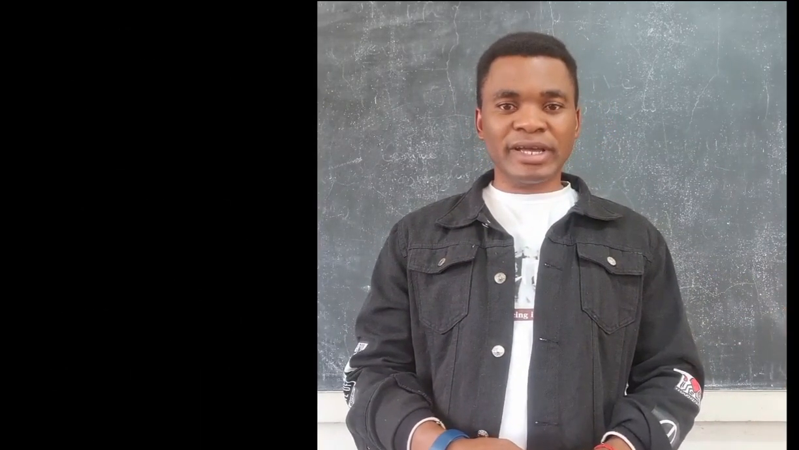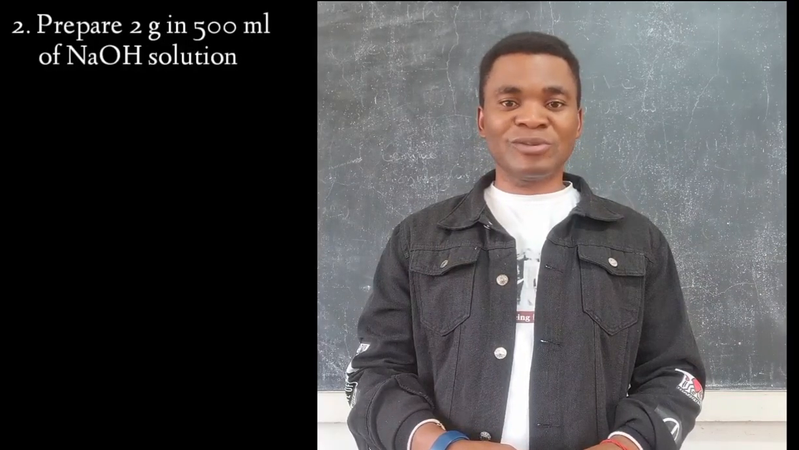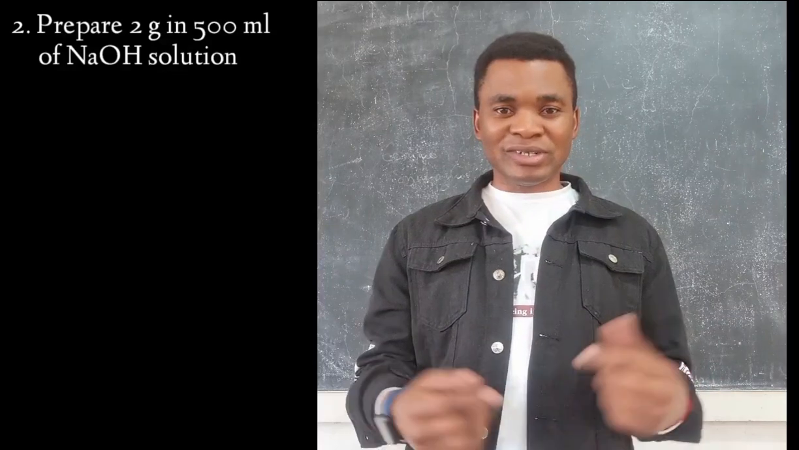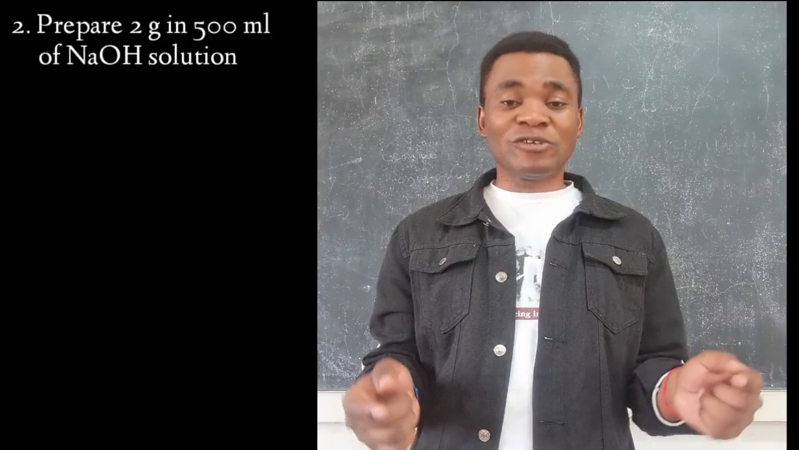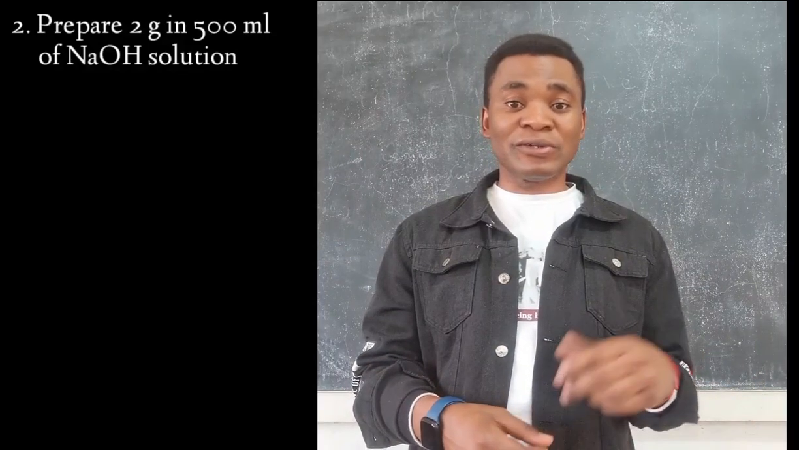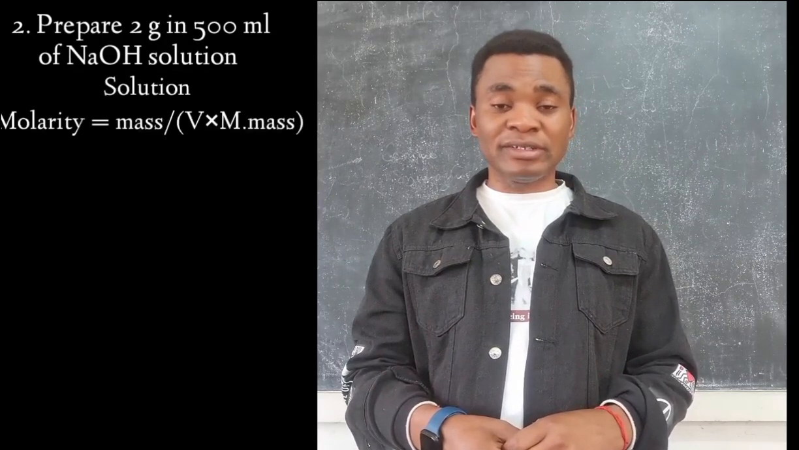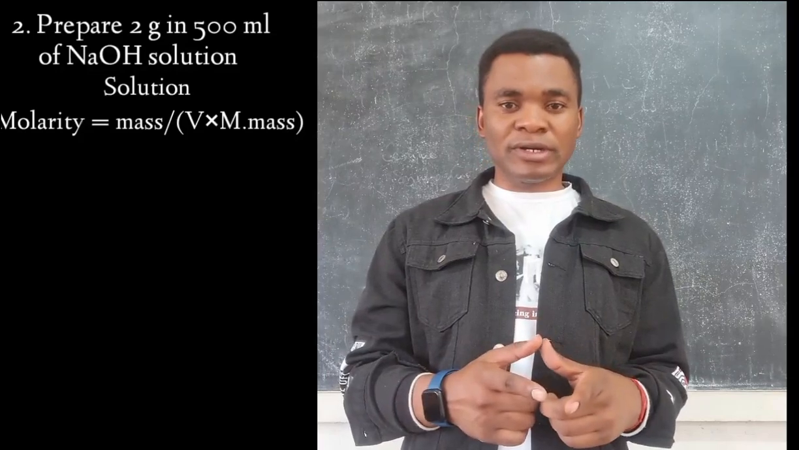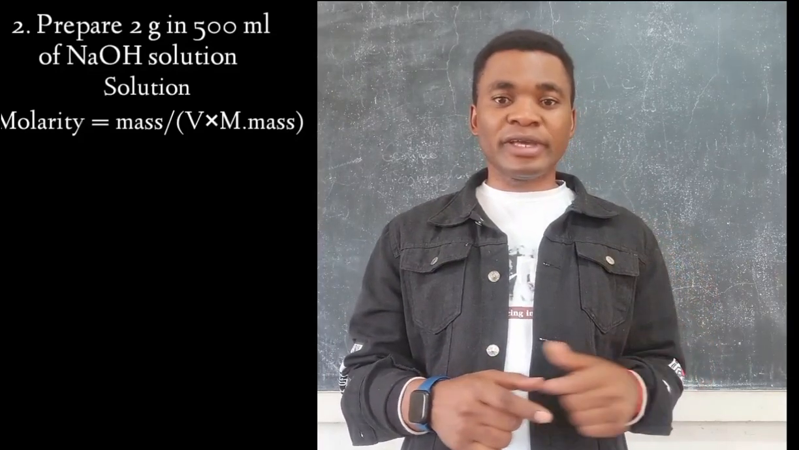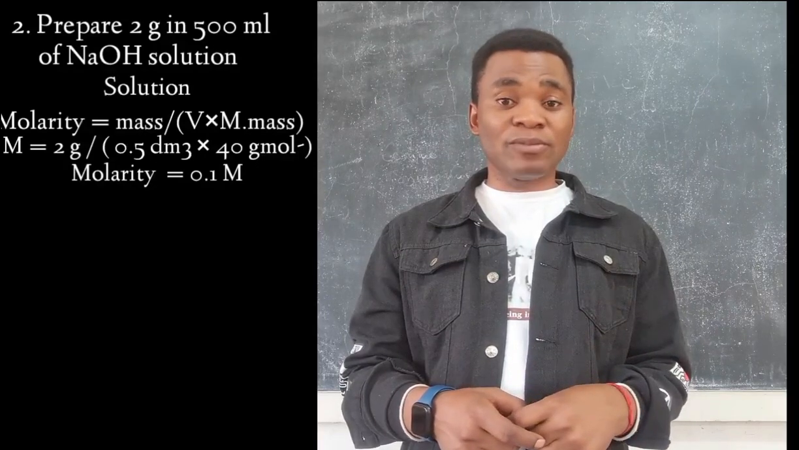Task number 2 says prepare 2 grams in 500 mils of sodium hydroxide, about 1 liter again. This task has given us concentration and not molarity, and we need to find the molarity first to know what we are going to make. We can use the formula which says molarity is equal to mass given divided by volume given in decimeter cube times molar mass. When we insert our data here, we get 0.1 moles per decimeter cube. This is the required molarity.